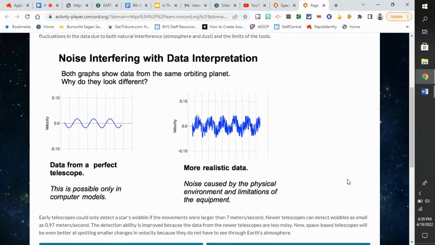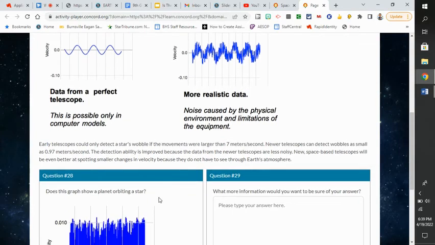So, check it out. Both these graphs show the same orbiting planet. Why do they look different? This would be a perfect telescope on the left. This is more realistic. Noise caused by the physical environment and limitations.